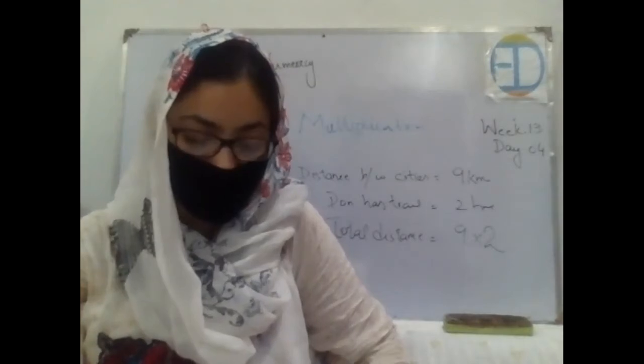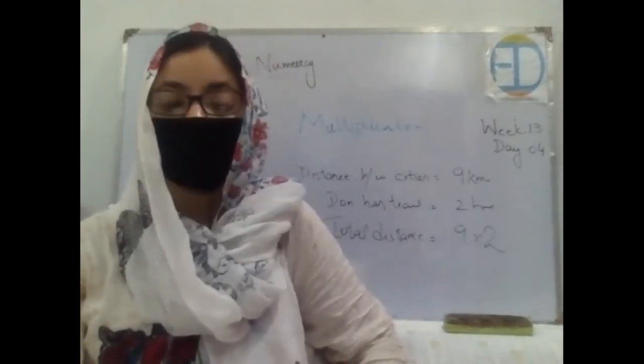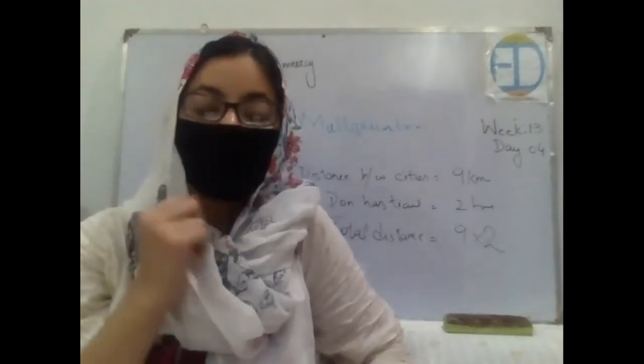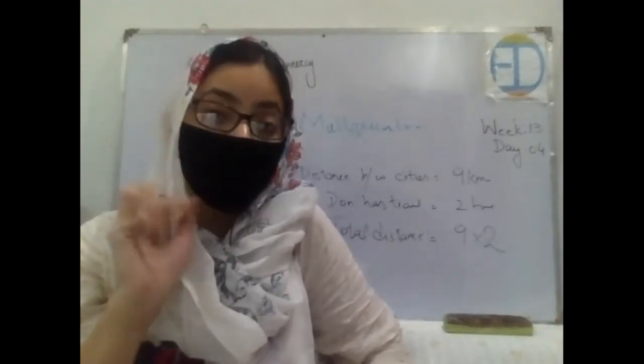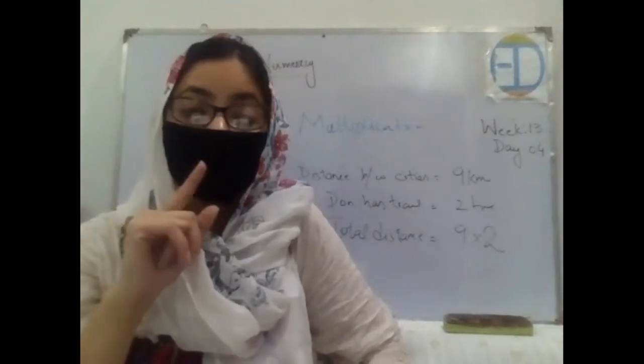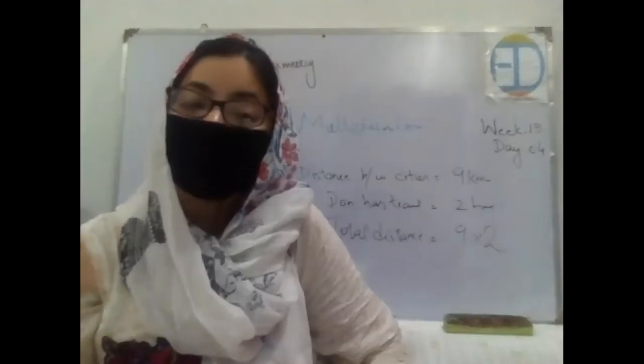Okay. A local phone call costs rupees 2. Babar makes 10 calls every day. How much is his daily phone bill? The cost of one phone call is 2 rupees, and Babar has made 10 calls. So how will you find the total bill? By multiplying 2 with 10. So 2 times 10 is 20.